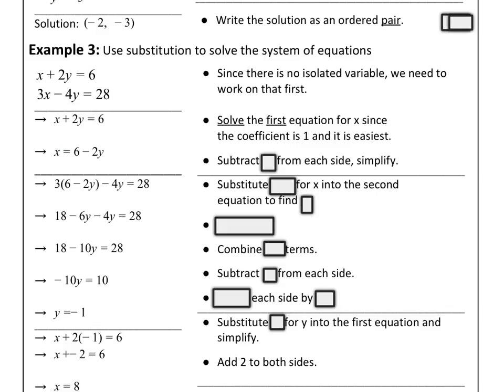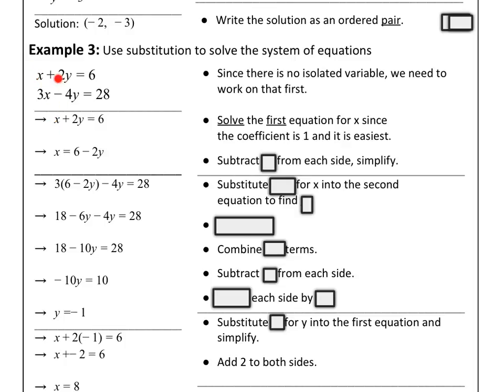Let's solve the first equation, since the coefficient of x is 1, and it is the easiest. See how we have this x kind of alone over here, just this plus 2y? That's going to be the easiest one for us to solve whenever there's a coefficient of 1 or no number directly next to that variable.